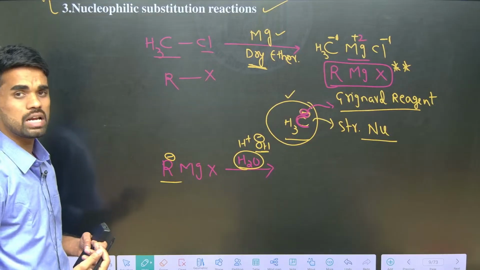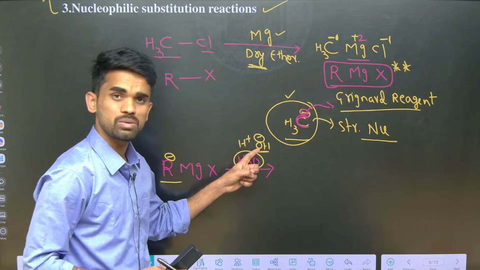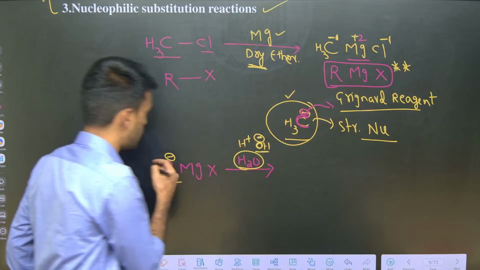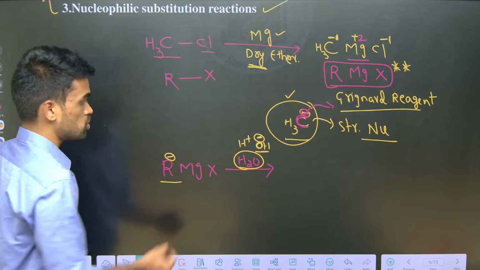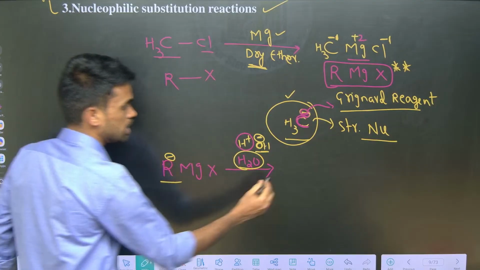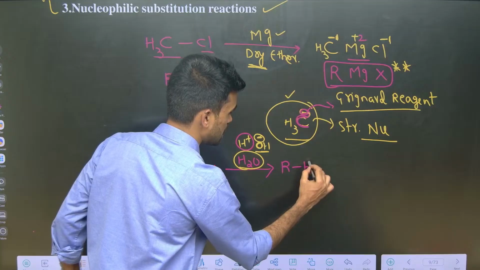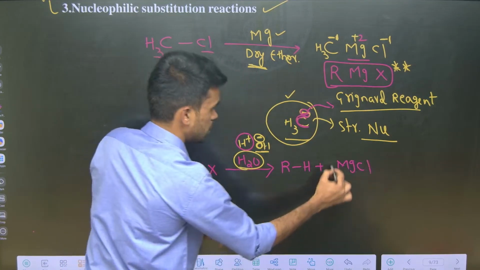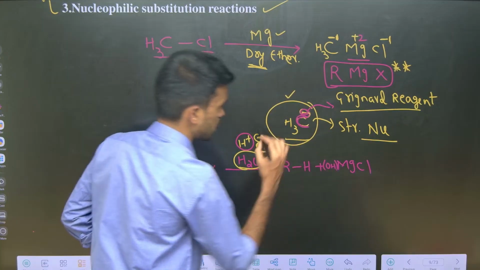So who will be more electronegative, carbon or oxygen? Oxygen is more electronegative, no? Yes, you can place the negative charge on oxygen when we have negative charge on carbon. How is it possible? By donating this H plus ion to the carbon, it will give RH, that is, an alkane is formed, and you will get Mg, Cl, and here you will get OH. This kind of species is formed.